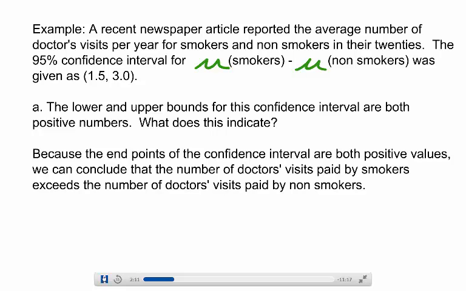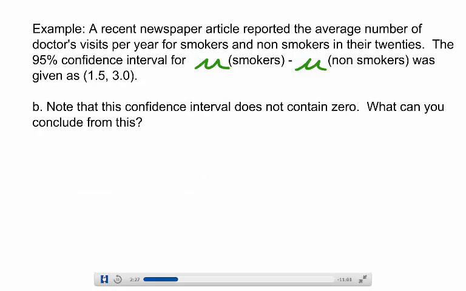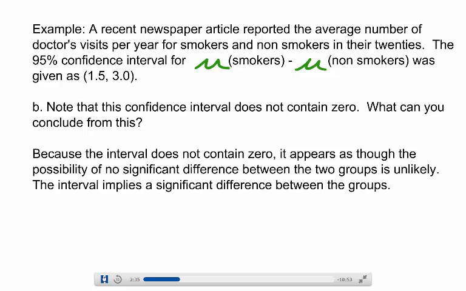Because the endpoints of the confidence interval are both positive values, we can conclude that the number of doctor's visits paid by smokers exceeds the number of doctor's visits paid by non-smokers. Note that this confidence interval does not contain 0. What can you conclude from this? Because the interval does not contain 0, it appears as though the possibility of no significant difference between the two groups is unlikely. The interval implies a significant difference between the groups.